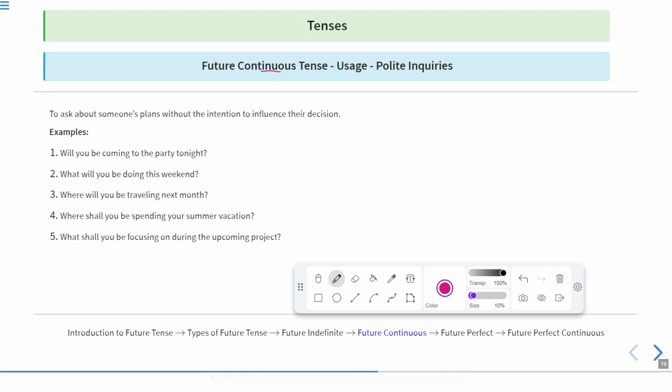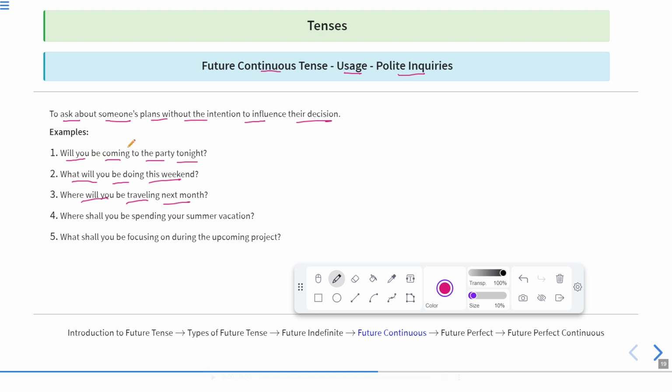Now, future continuous tense is also used to show polite inquiry, to ask about someone's plans without the intention to influence their decision. For example, will you be coming to the party tonight? What will you be doing this weekend? Where will you be traveling next month?